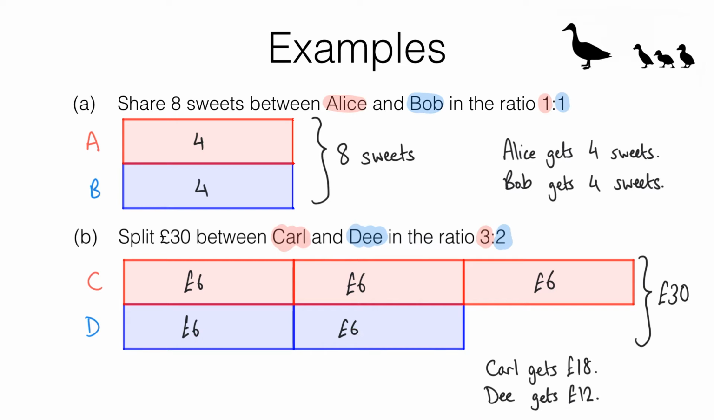A sensible thing to do when you get to the end of a question like this is add up your amounts together, £18 and £12. That should add up to the amount you were sharing originally. So in this case, we knew we were sharing £30 between these people, and 18 plus 12 is 30. If you get a total that doesn't match the one in the question, then you know you've made a mistake somewhere.